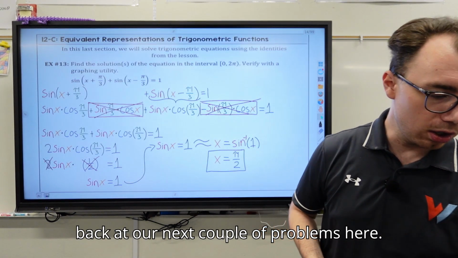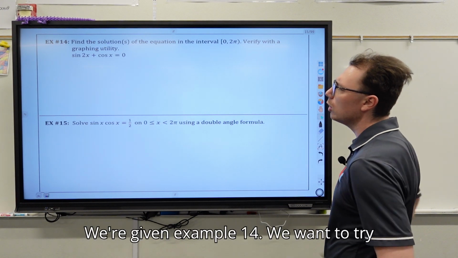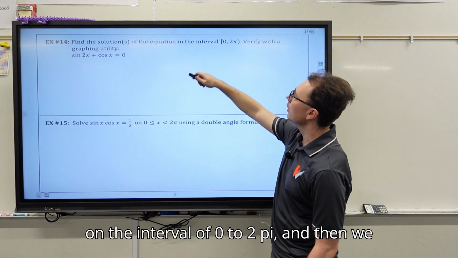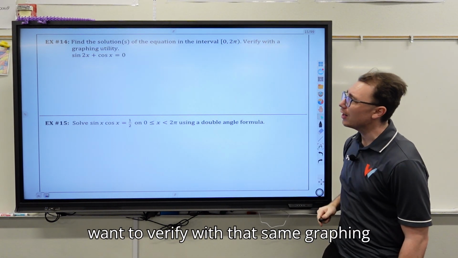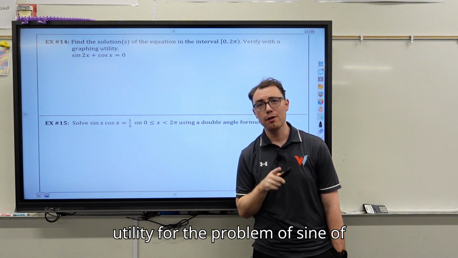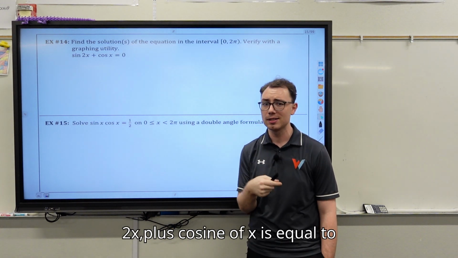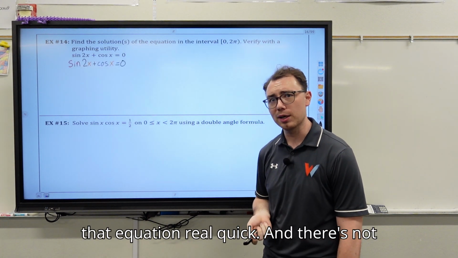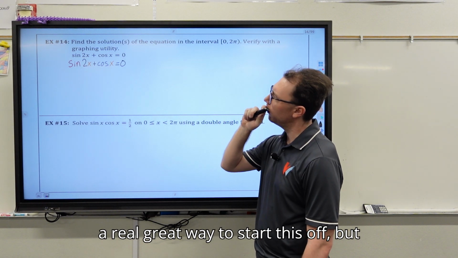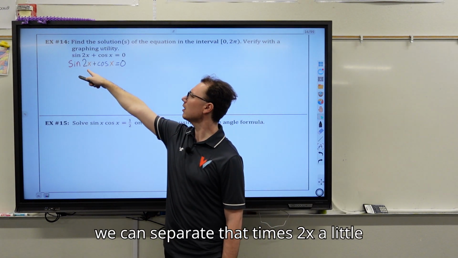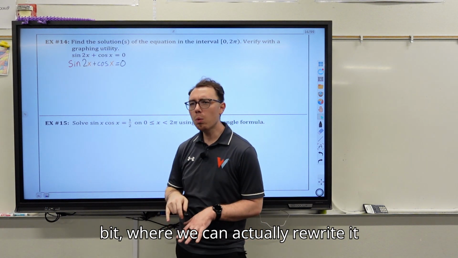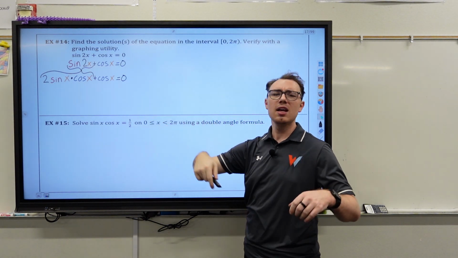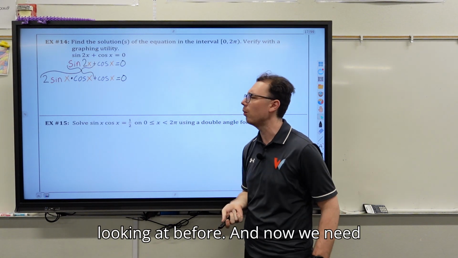Now we take a look at our next problem. We're given example 14. We want to find the solutions of the equation on the interval of 0 to 2 pi, and then verify with the same graphing utility for the problem sine of 2x plus cosine of x is equal to 0. First, let's rewrite that equation. There's not a real great way to start this off, but we can separate the 2x a little bit, rewriting it as 2 times sine of x times cosine of x, that double angle theorem we were looking at before.